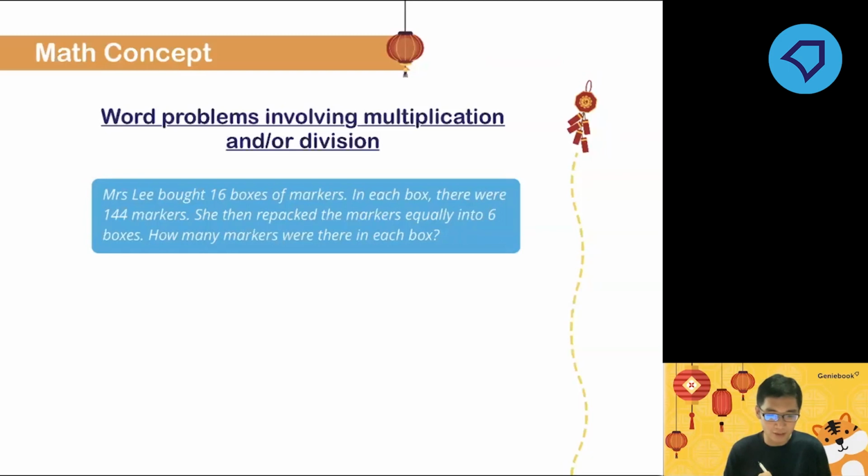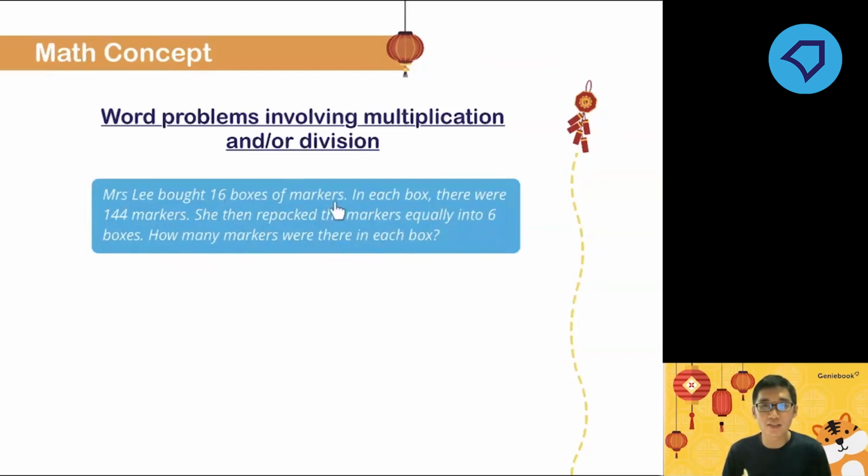Okay, so let's take a look at this question here. Mrs. Lee bought 16 boxes of markers. In each box, there were 144 markers. She then repacked the markers equally into 6 boxes. So how many markers were there in each box?